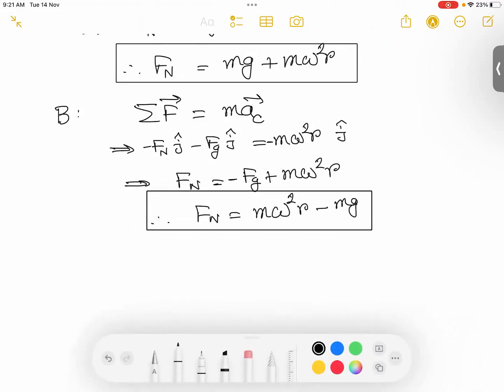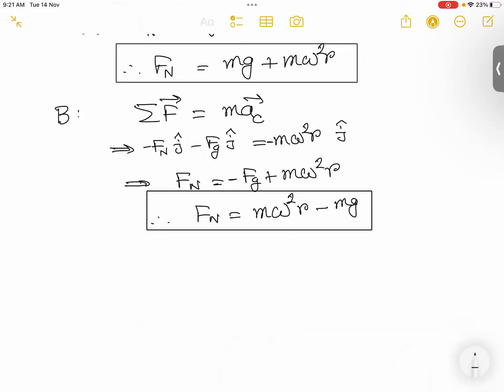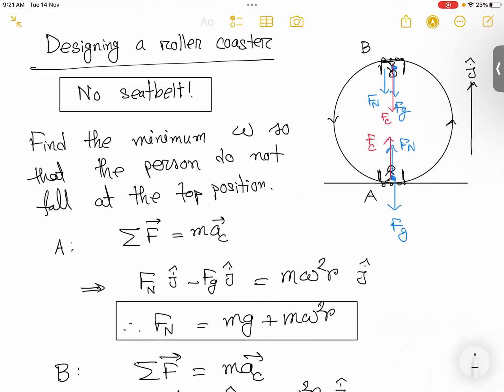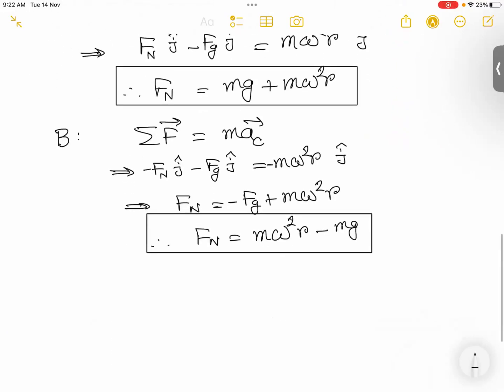Now, let's say you're just going to fall from the top position. So you're at the top position and you're just going to fall. So you leave the contact with the roller coaster. And if you lose the contact with the roller coaster, what will happen to your normal reaction force?